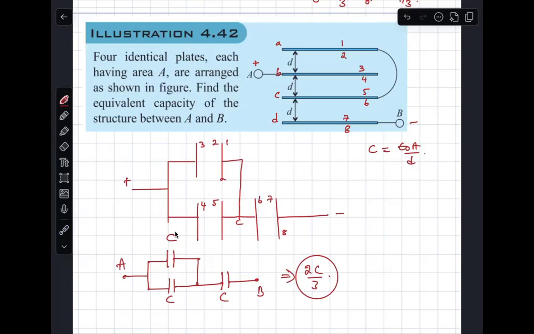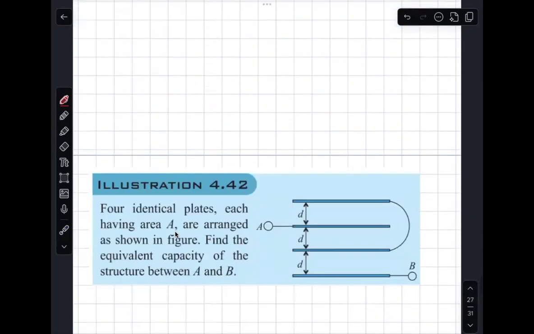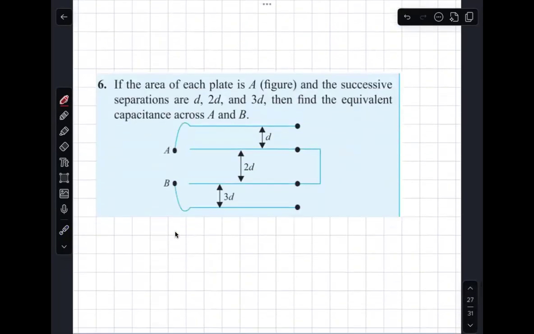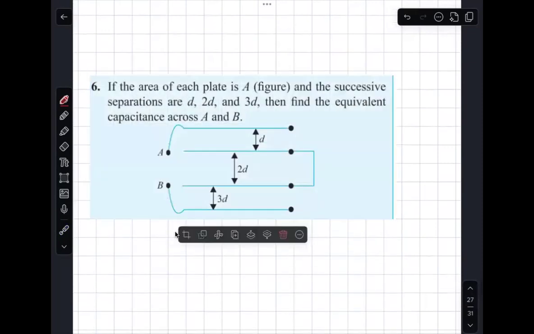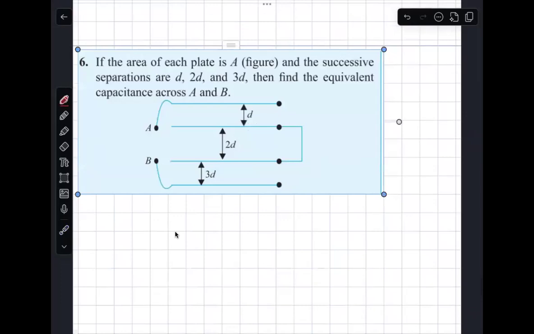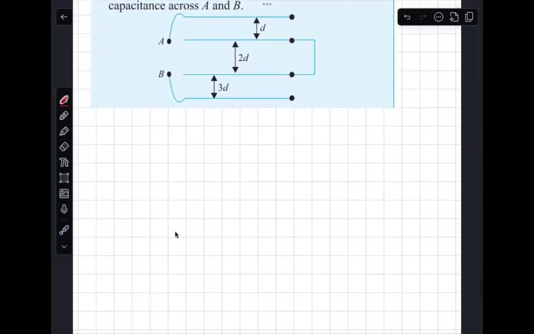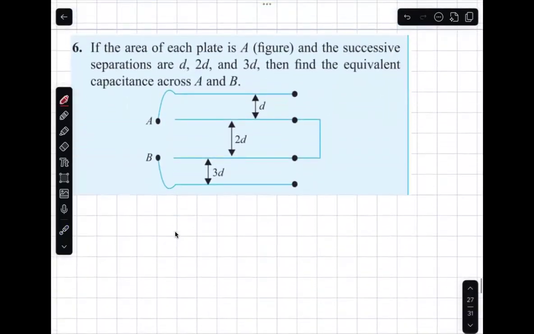Any doubt? Boys and girls, sure? If you have really understood this, then try this. Are they same or different? Then don't try this. Try this.